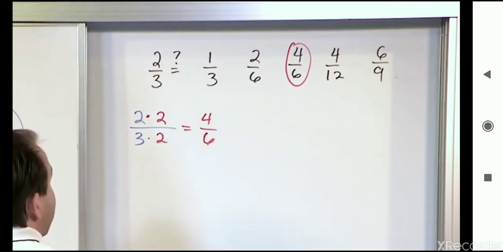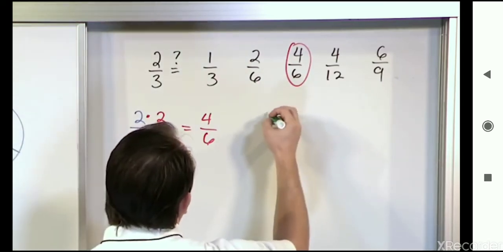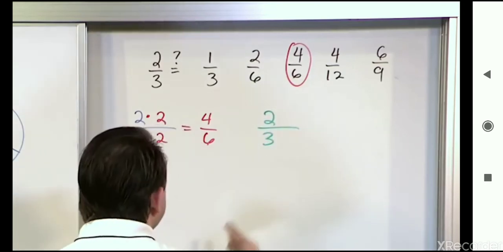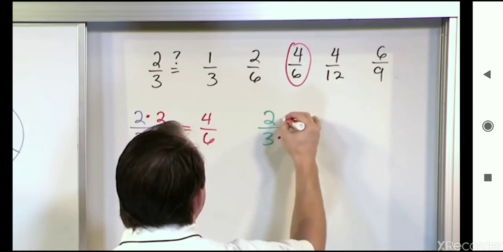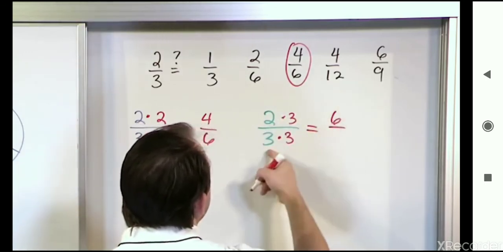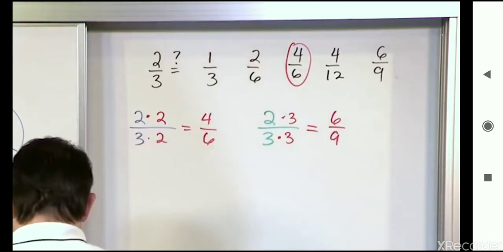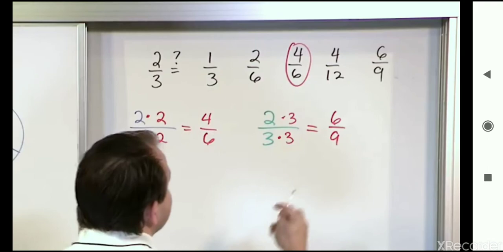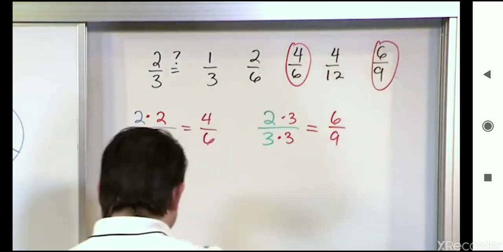Okay? And let's just try, for giggles, 2/3, and we'll try to multiply by 3. We'll multiply by 3 on the bottom, 3 on the top. We have to do it in both places. 2 times 3 is 6. 3 times 3 is 9. So I go up there and I see, do I have 6/9? And I do. So that's equivalent.